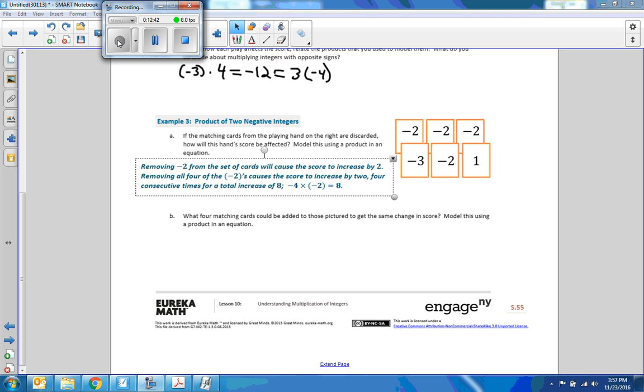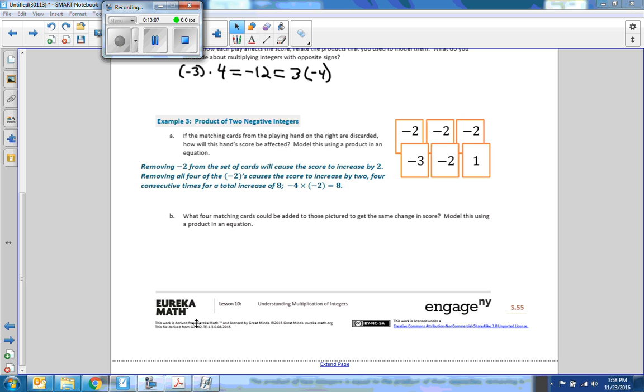Okay, so removing negative 2 from the set of cards will cause the score to increase by 2. Removing all 4 of the negative 2s causes the score to increase by 2, 4 consecutive times, for a total increase of 8. In other words, negative 4 times a negative 2 equals positive 8.